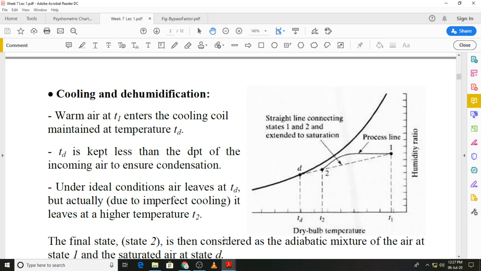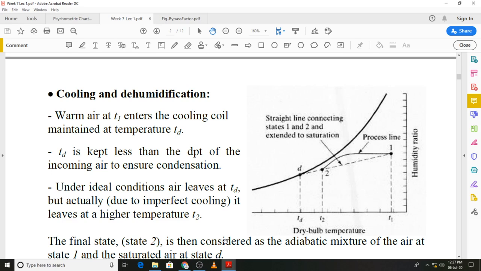If you had ideal conditions, the air would come in at a dry bulb temperature of T1, it would be perfectly cooled and it would leave at a temperature Td. But the heat transfer process is not ideal. There are temperature gradients across the air. When you study convection in detail, you will see that there is a thermal boundary layer as well, in which temperature gradients are present.